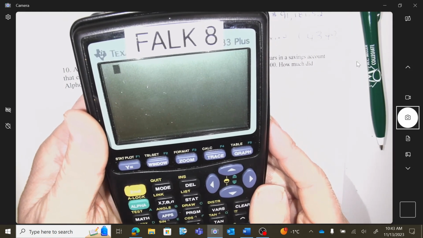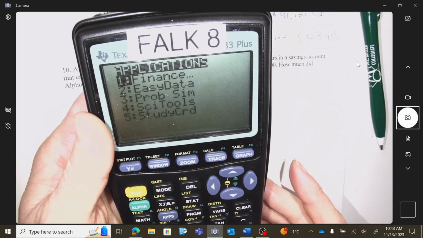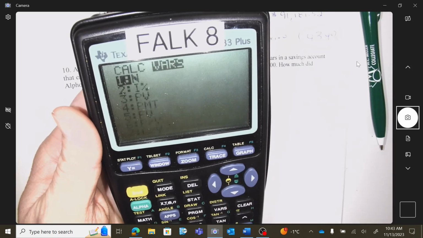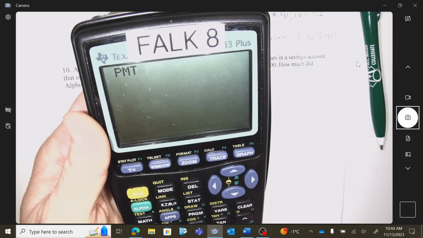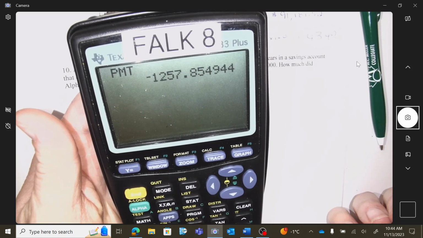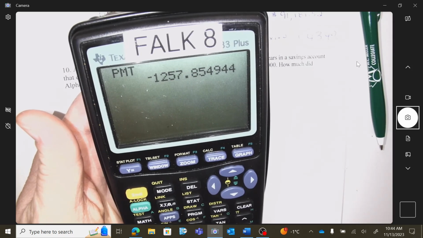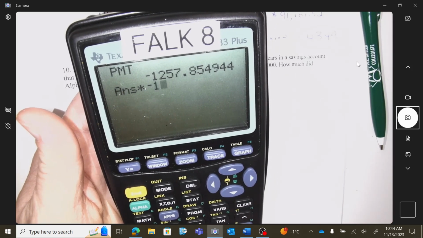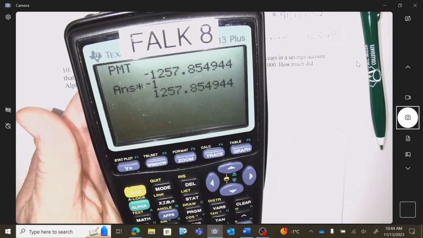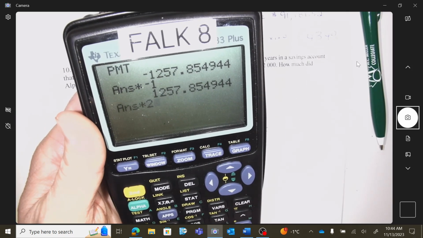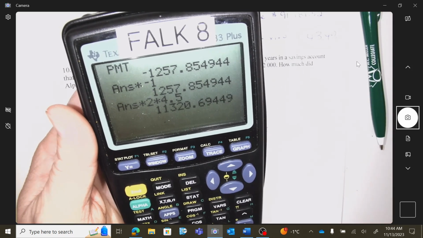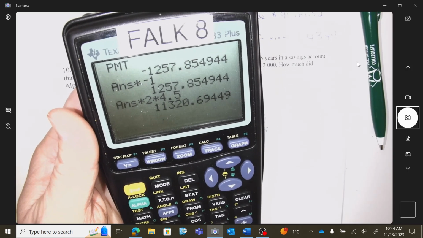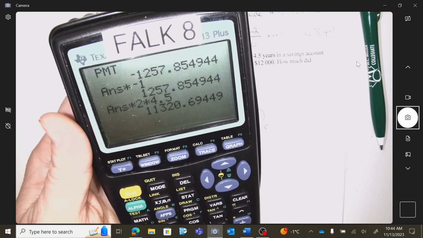So blank screen, give me apps, finance. The VARS is the copy paste menu. Payment, enter, and then it's on your screen. You can times it by -1 if you like, or you could just leave it and remember that you're working with a negative. Times 2 times 4.5. So you put in 11,320, and then there was the interest, and that's how you got to your 12,000, right? Okay, so just some practicing tools.